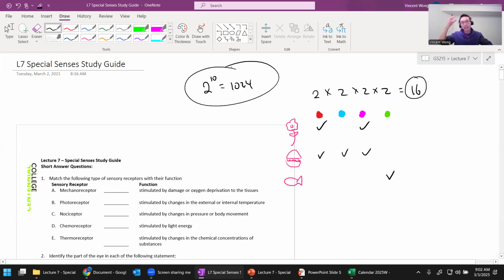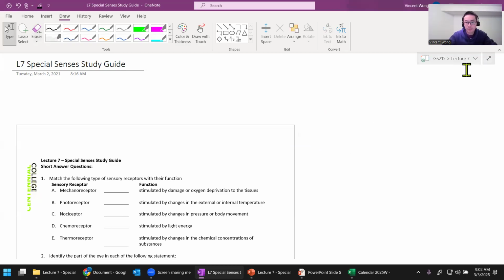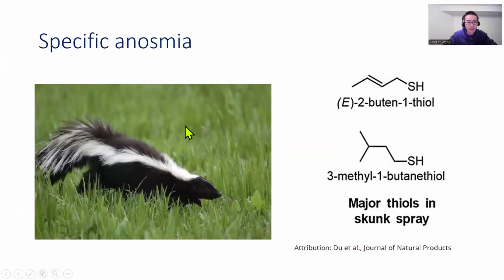Right? So by having a limited number of receptors, you can still recognize a very wide range of scent. Okay, there we go. You don't really have to write down. Like I said, the focus is going to be on eyes and ears. Now, some people are missing certain receptors for certain scent, and we call that specific anosmia.